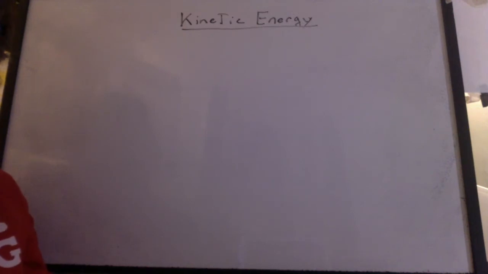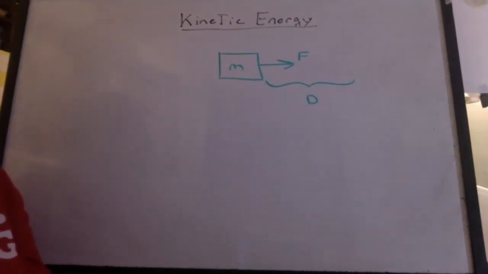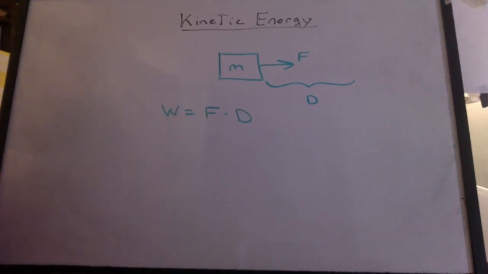Let's find out a little bit more about kinetic energy. We take a mass, apply a force, and have it move through a distance d. The work done to this block will be a force times a distance, and they're parallel to each other. We have MAD equals the work.